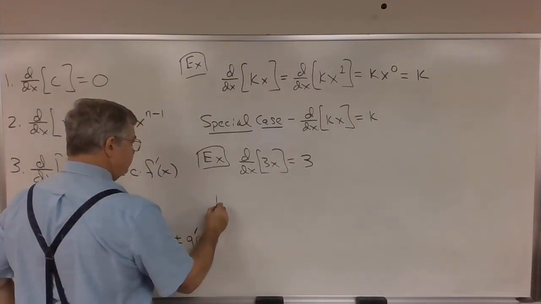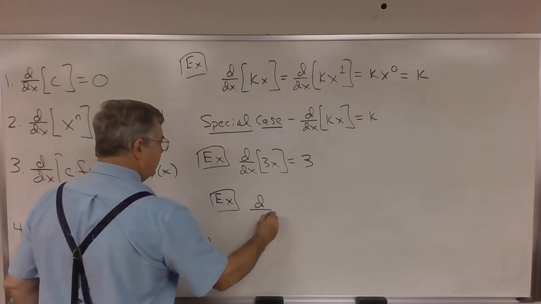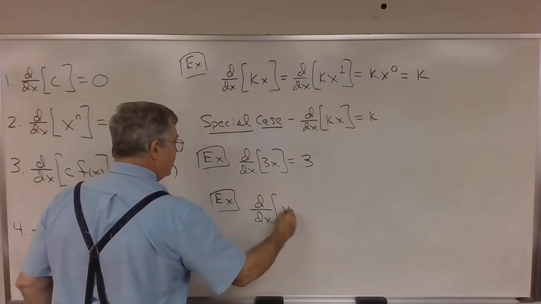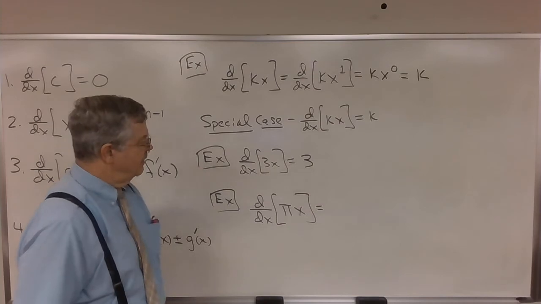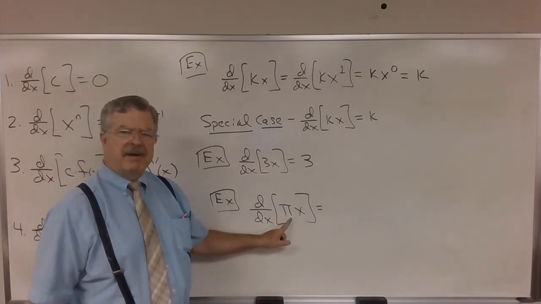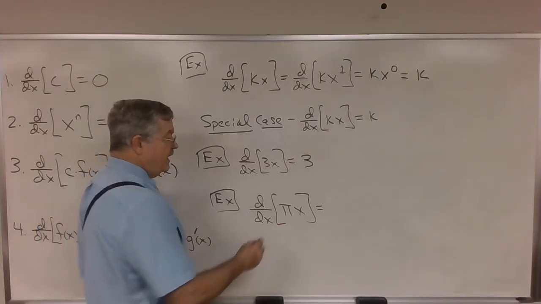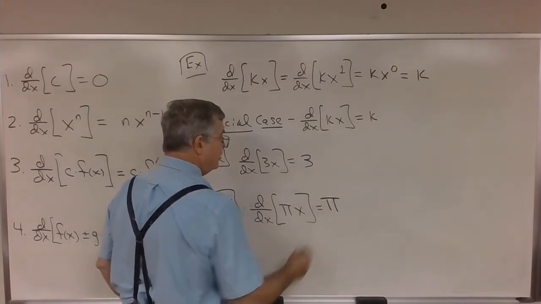And then another example, derivative of pi x. Well, pi is a constant, isn't it? So we have the derivative of a constant times x. That's just the constant.